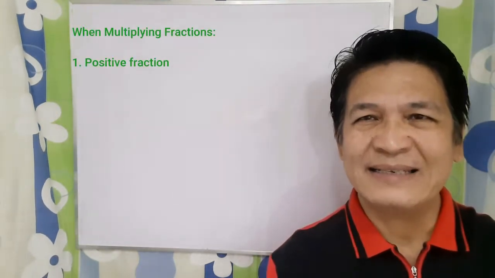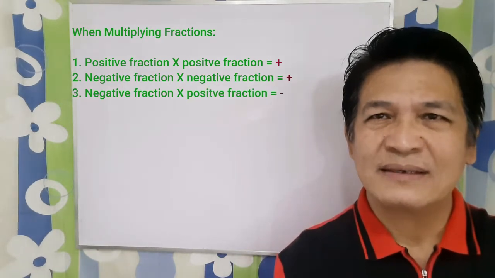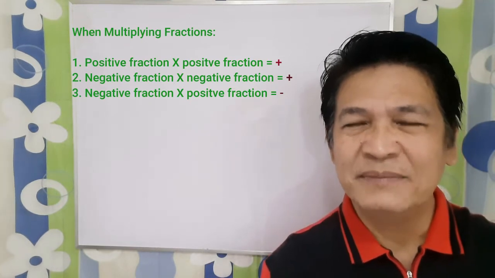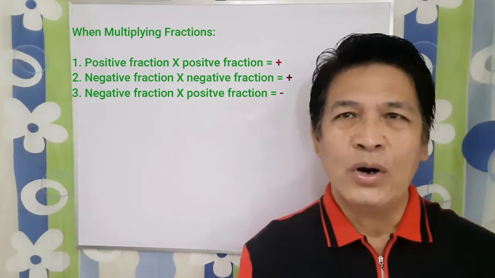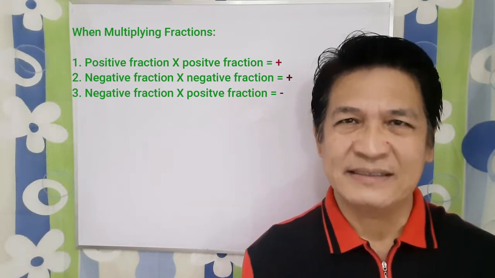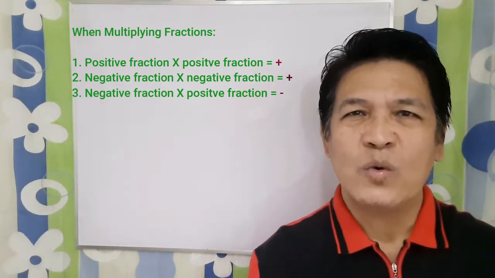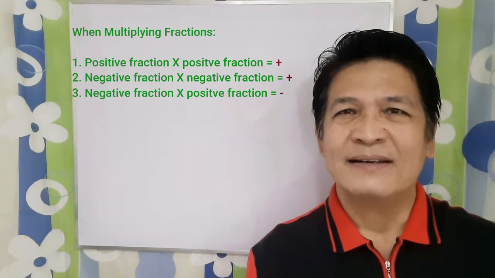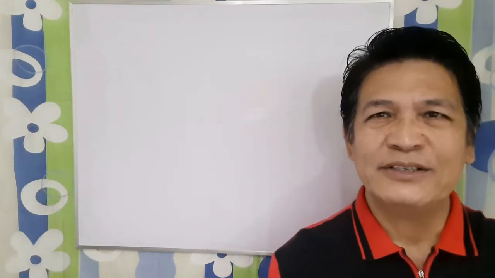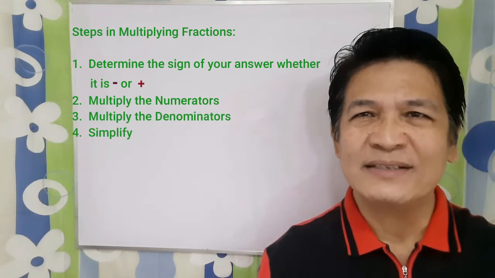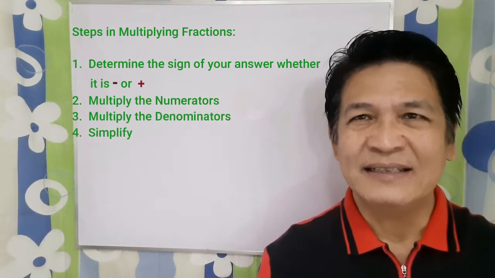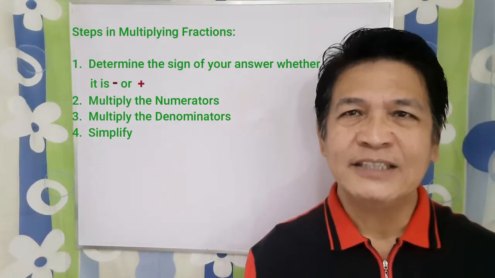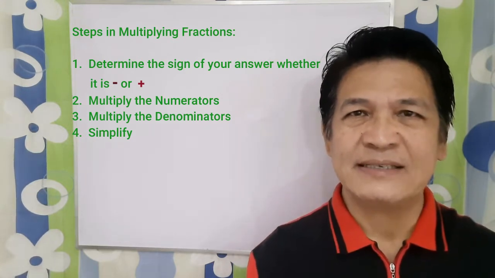Multiplication of like signs, the answer is always positive. So whether it is a positive multiplied by a positive, the answer is positive, or a negative times a negative is positive. When you multiply fractions with different signs, for example, a negative fraction times a positive fraction, the answer is negative. Now, the rules in multiplication of fractions determine whether your answer is positive or negative. That is, applying your multiply the numerators, multiply the denominators. Simplify if it is possible.